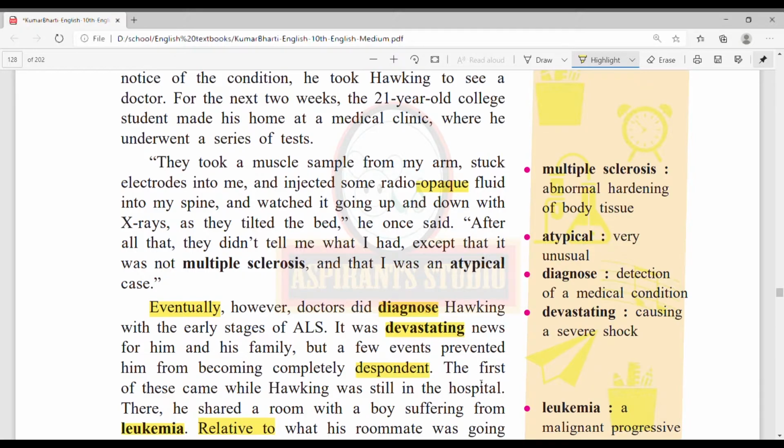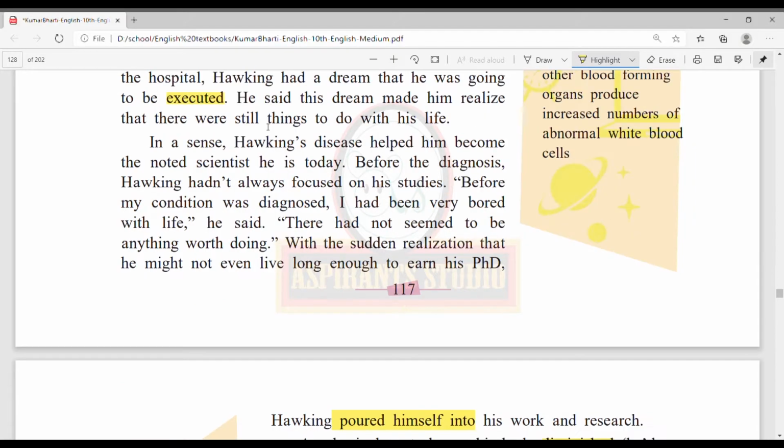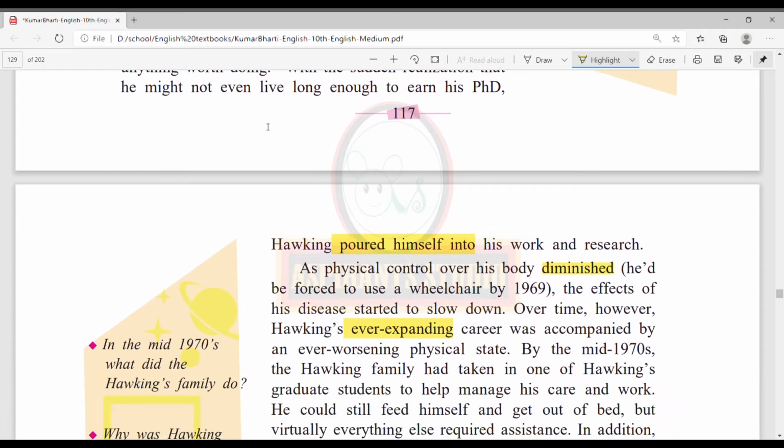In the hospital, he shared his room with a boy suffering from leukemia. Compared to him, Hawking's problem was tolerable. Hawking's disease made him work more. When he realized that he would not live long enough to earn his PhD, he did more research. He was forced to use a wheelchair by 1969.